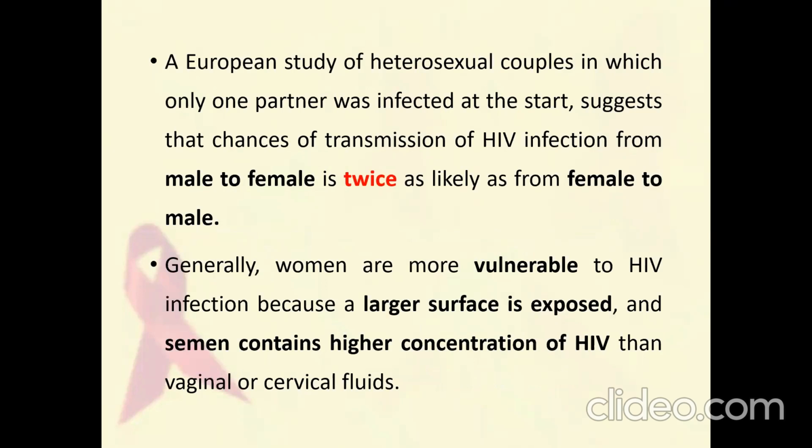A European study of heterosexual couples in which only one partner was infected at the start suggests that the chance of transmission of HIV infection from male to female is twice as likely as from female to male. So generally, women are more vulnerable to HIV infections because of larger surfaces exposed, and semen contains a higher concentration of HIV than vaginal or cervical fluids.